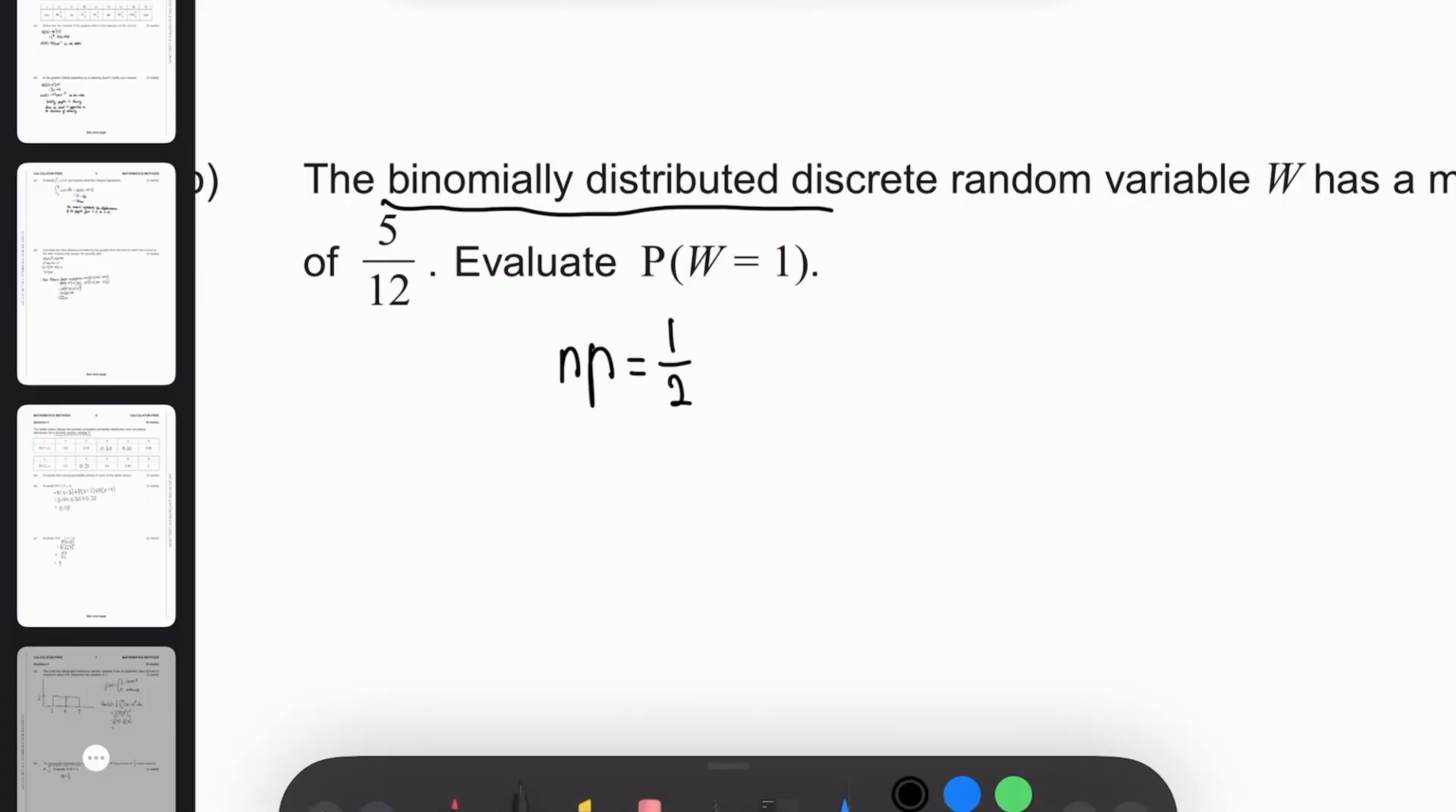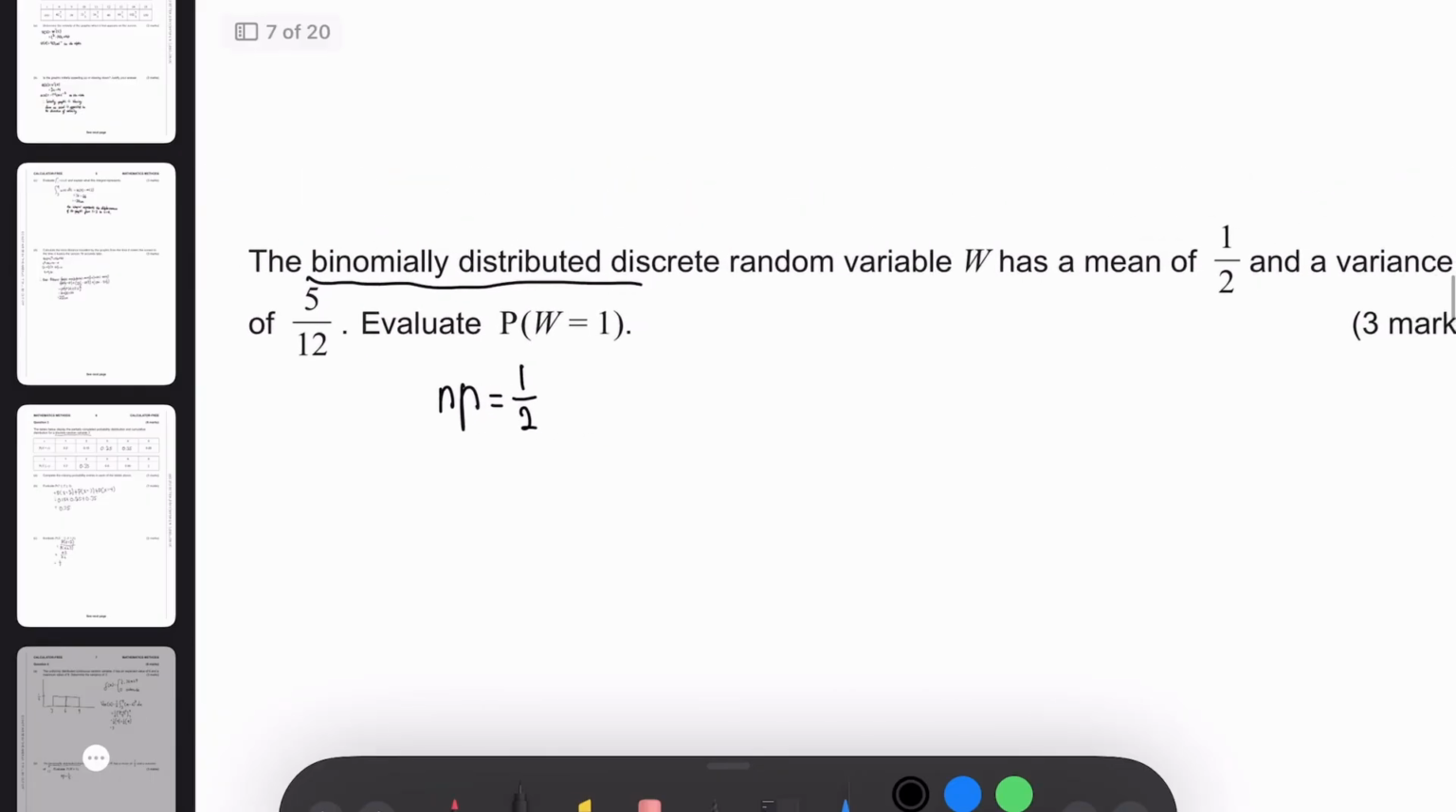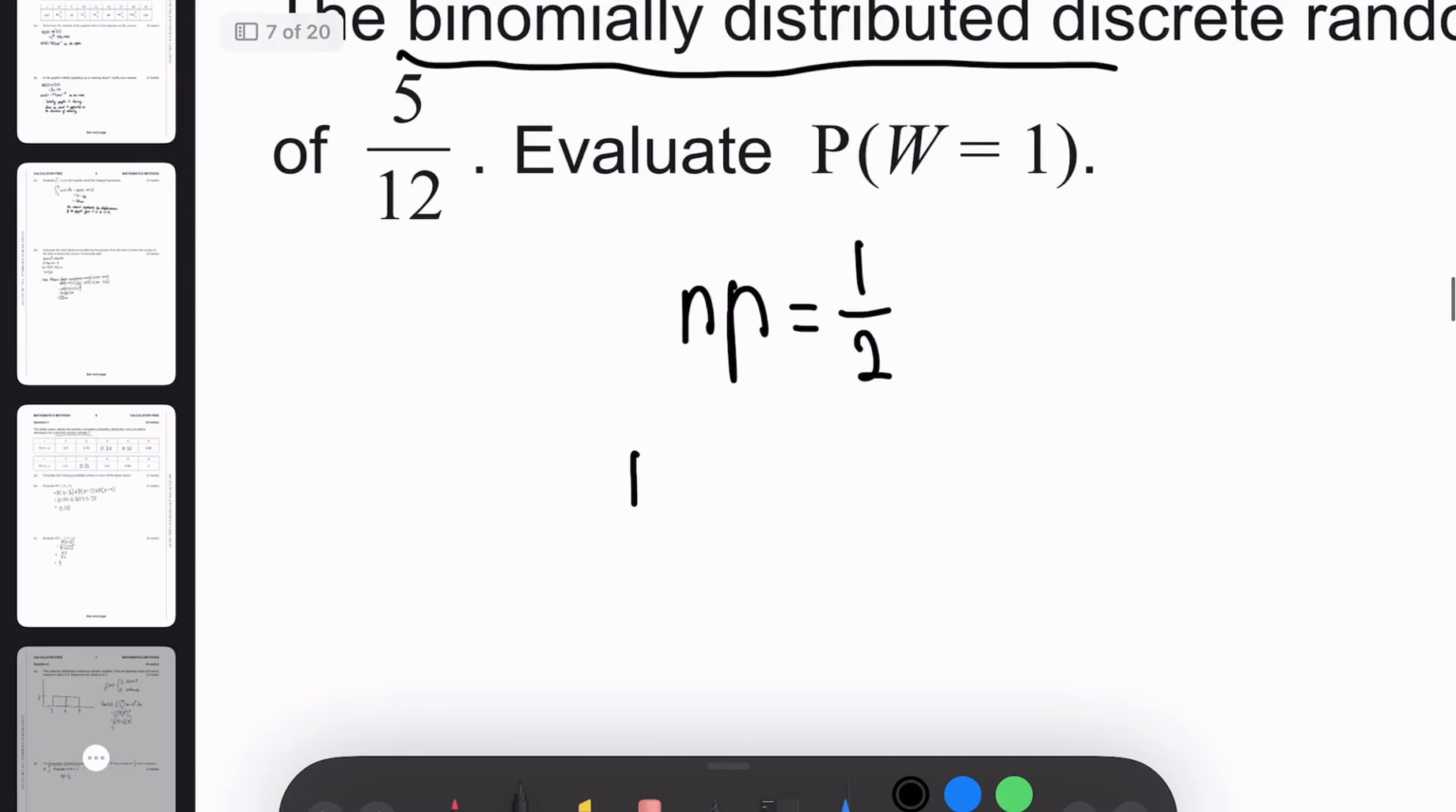Because remember, binomial distributions are just when you have a Bernoulli distribution repeated over and over, and obviously the mean of a Bernoulli distribution is p, and since we're repeating it over and over, we just multiply it by how many trials we are doing, and that will give us the mean of success. Okay, and then the variance of a binomial distribution is np(1 minus p), which is given as 5 on 12. So now we can figure out our parameters for W, and then from there we can substitute those in and find out what P(W = 1) is.